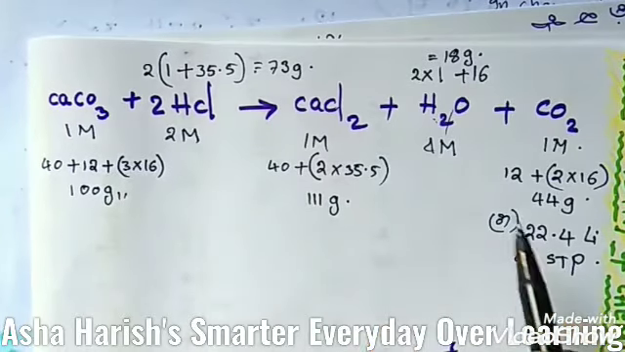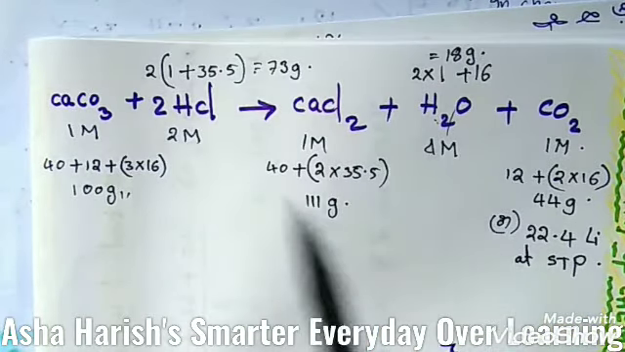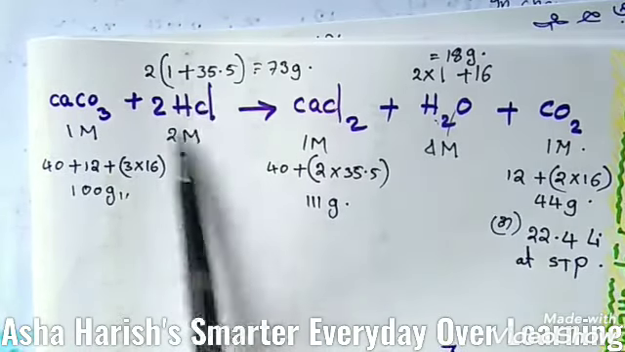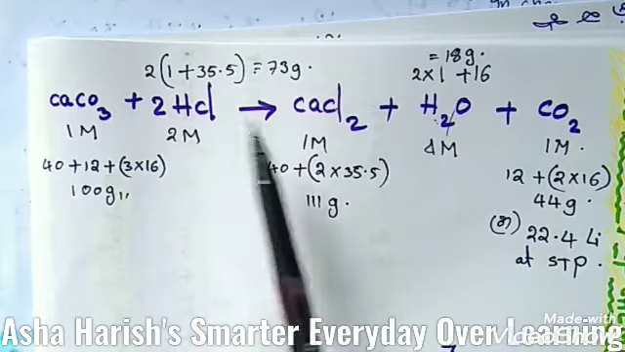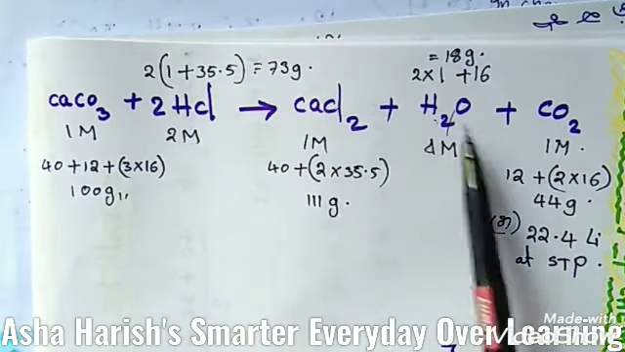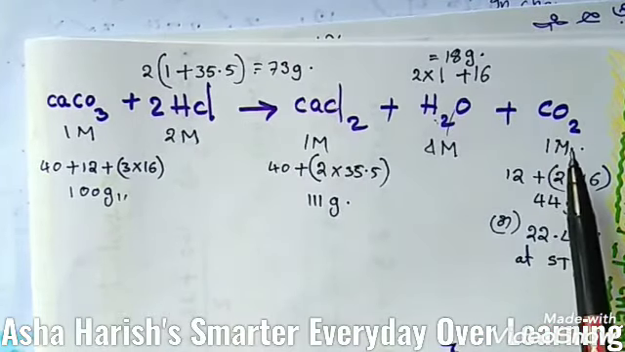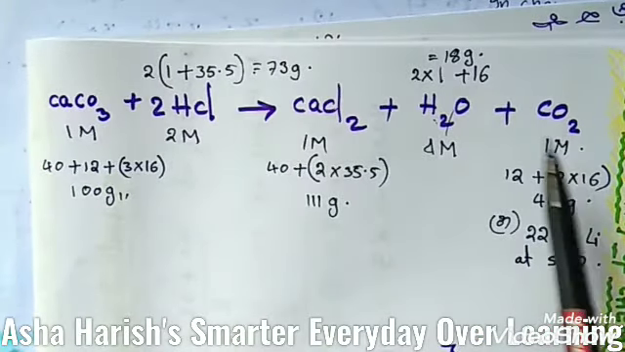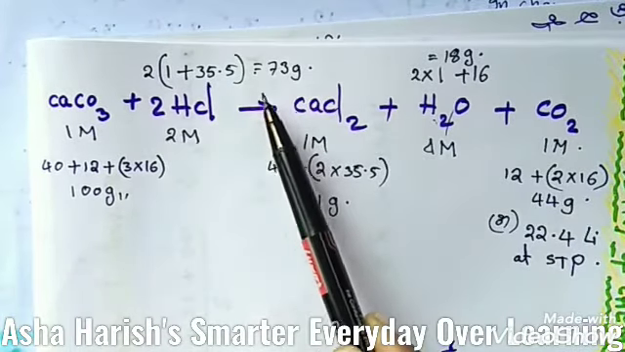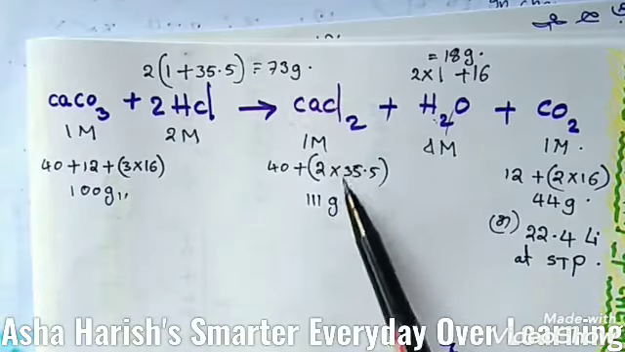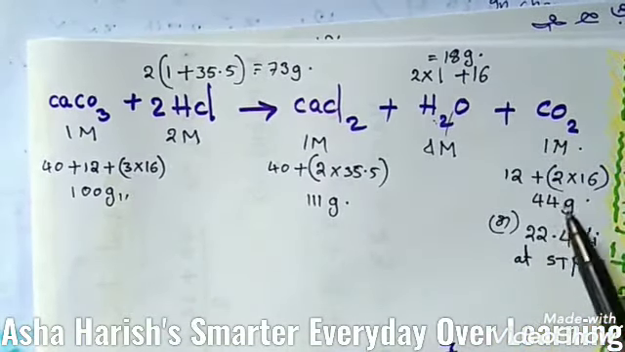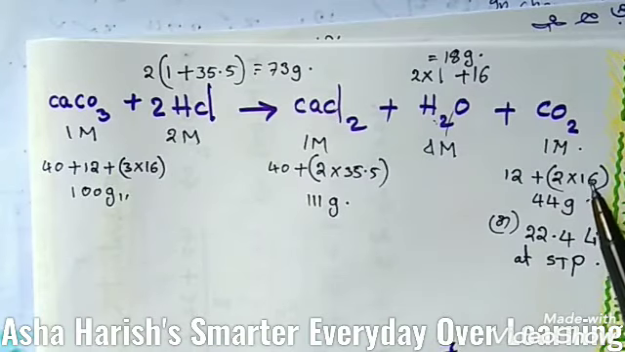In this chemical reaction, as I told you already, 1 mole of calcium carbonate reacts with 2 moles of hydrochloric acid to give 1 mole of calcium chloride, 1 mole of water and 1 mole of carbon dioxide. Here, students, in this reaction 100 grams of calcium carbonate react with 73 grams of HCl to give 111 grams of calcium chloride, 18 grams of water and 44 grams of CO2.